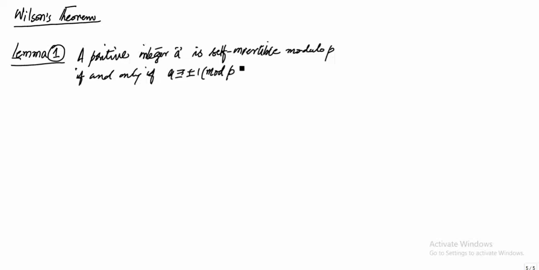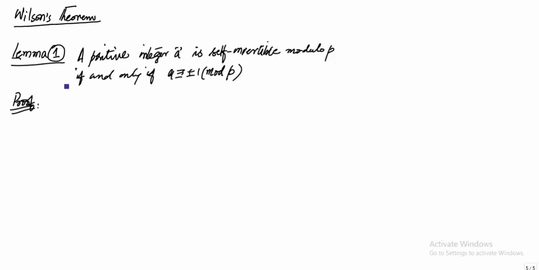Okay, so it means if a is any integer for modulo any integer which is self invertible, for example the inverse of a is a for modulo p. In that case there are only two possibilities of a, 1 and minus 1. Okay, let's move to the proof of the lemma.